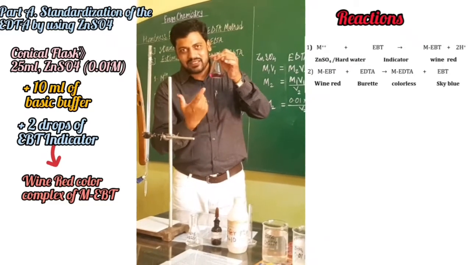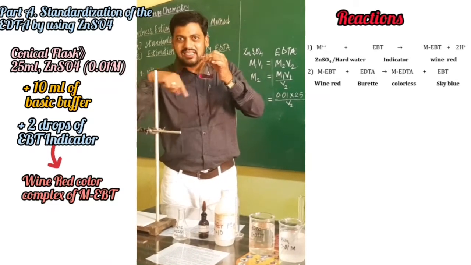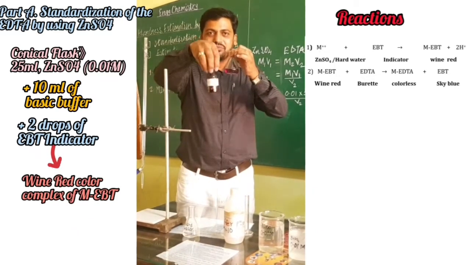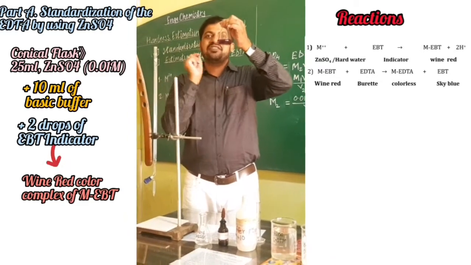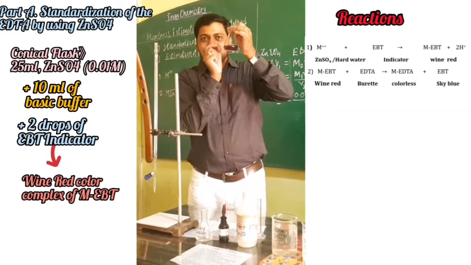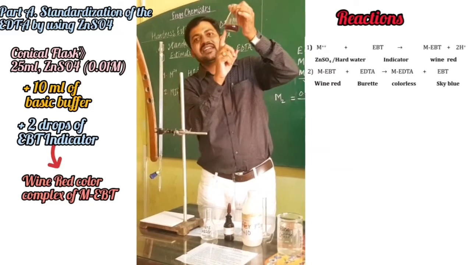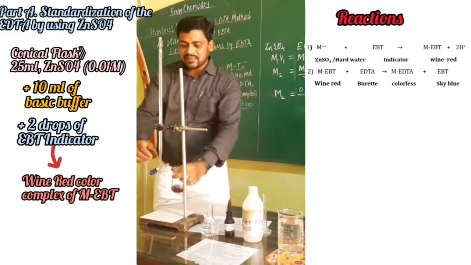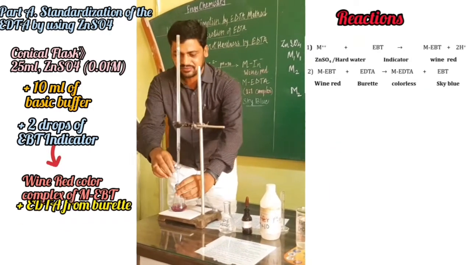See what is the procedure? Again I repeat the same. Initially we pick up 25 ml of this ZnSO4, 10 ml of the basic buffer solution. In the same we add the indicator, that is Eriochrome Black T. After adding this indicator, it reacts with the Zn2+ ion or the metal 2+ ion which is present here. There is a formation of the zinc EBT complex. Zinc EBT complex is generated here, and it has the wine red color. What is the color of the same? Wine red. Now in the same we add the EDTA which is already filled in the burette itself.